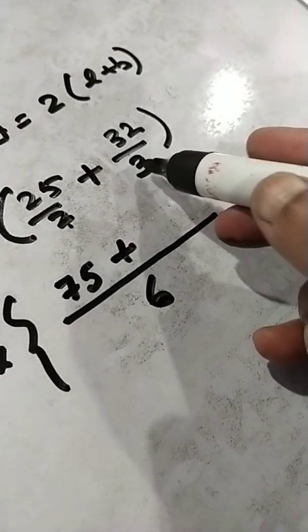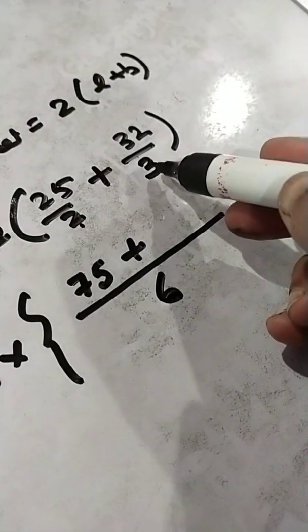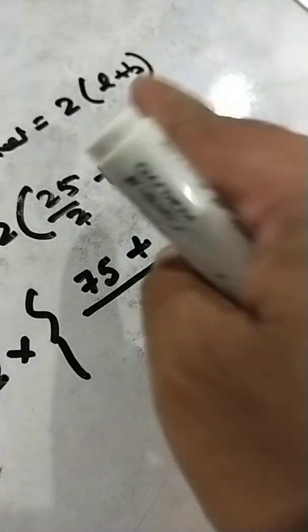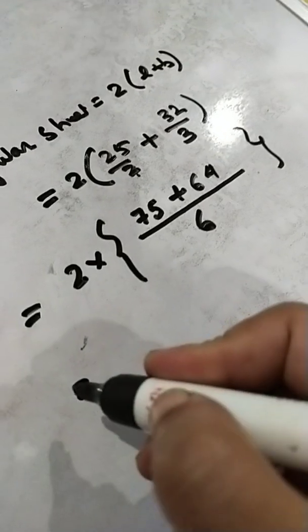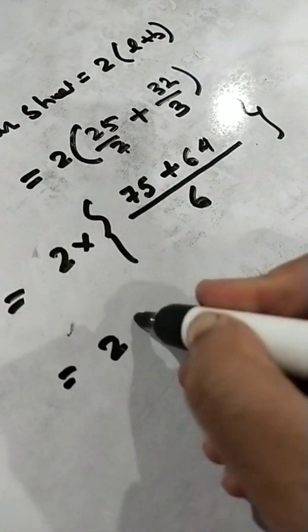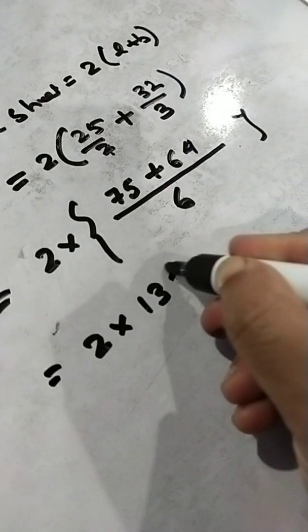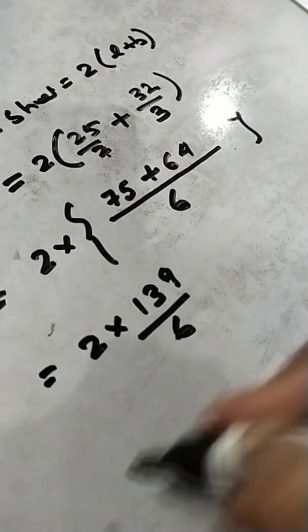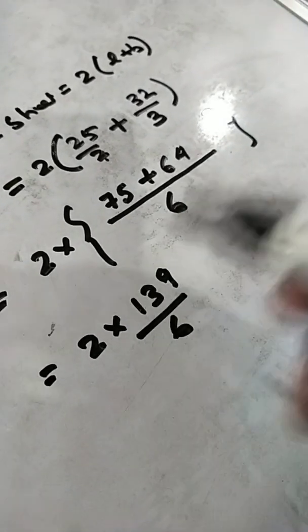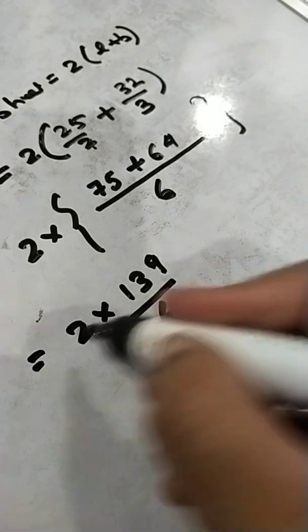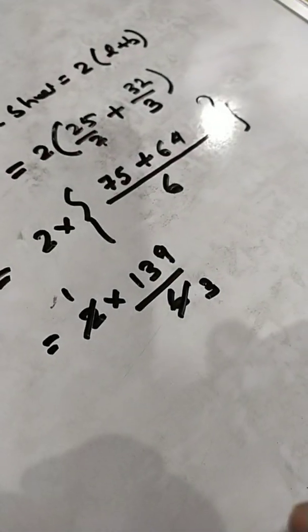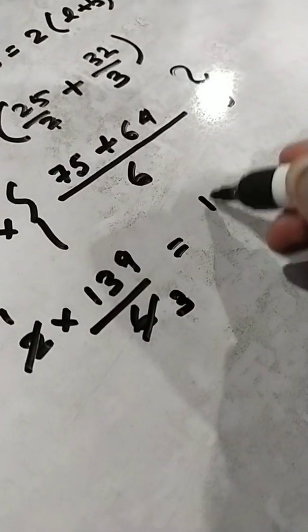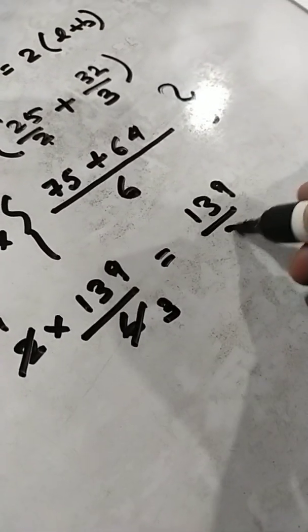The same thing you will do with this. 6 divided by 3 is 2. Now 2 into 32 is 64. Okay, now multiply this. You will get the answer as 2 into 139 by 6. 75 plus 64 is 139. Now reduce this 2 and 6. 2 1s are 2, 2 3s are 6. So your required fraction would be 139 by 3 centimeters.